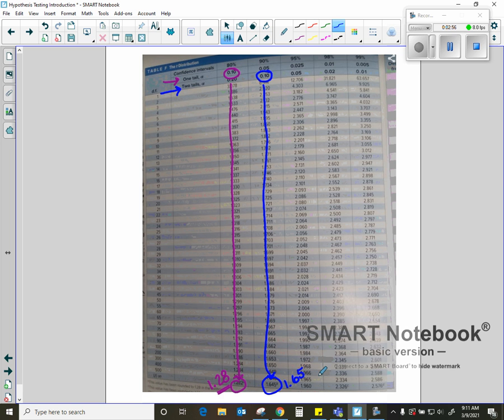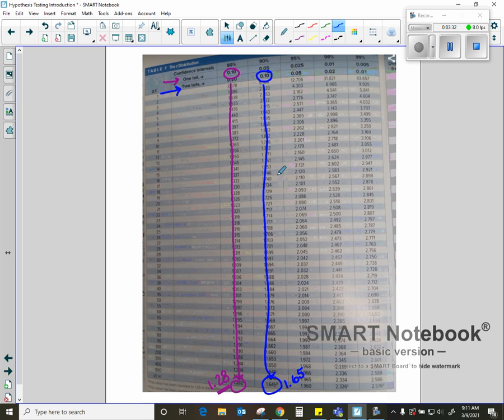These values are what we call critical values. They are going to break our curve into a rejection region and a non-rejection region, a critical region and a not critical region, maybe they say. If I am given my alpha and I have a one-tailed test, I find alpha across the top here. If it's a two-tailed test, I find alpha across that bottom dark line there.